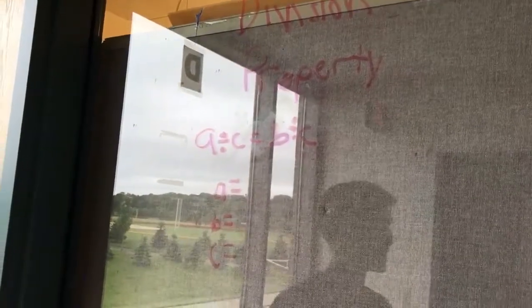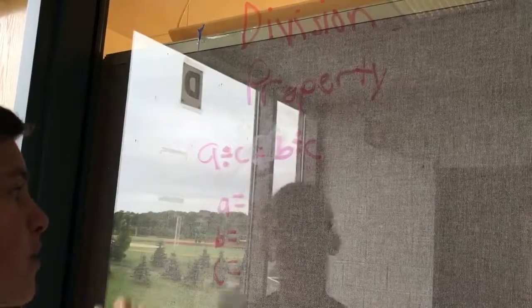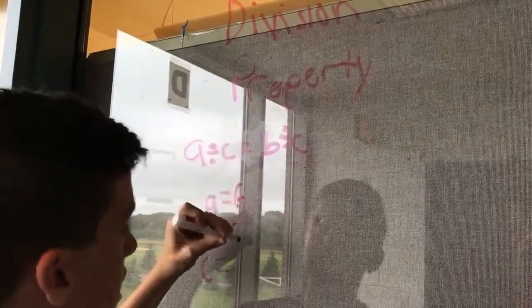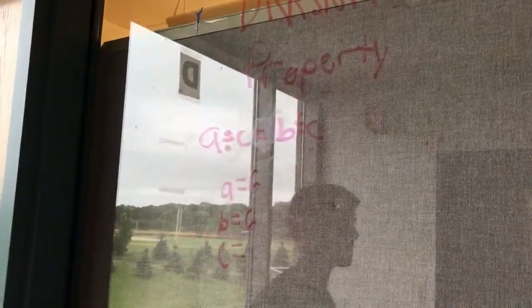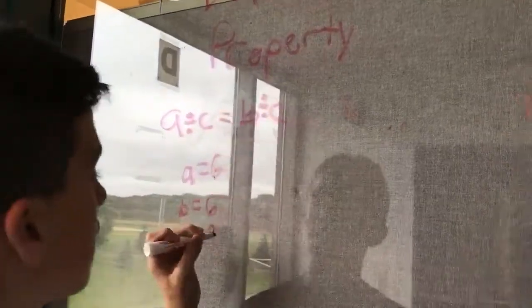The next property of equality is the division property. The division property states that A divided by C is always going to be equal to B divided by C. Although, if C is 0, this will not work, which is the only exception. With that being said, since A and B have to be equal, an example can be them both equaling 6. Now, since C cannot be 0, we're going to use anything other than 0. So we'll do, for example, 3.